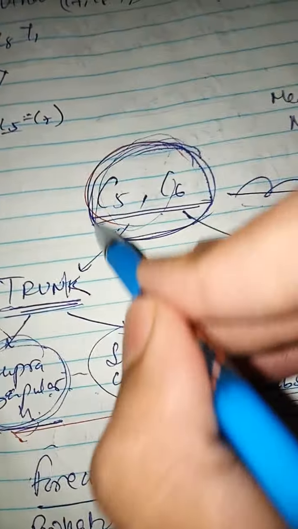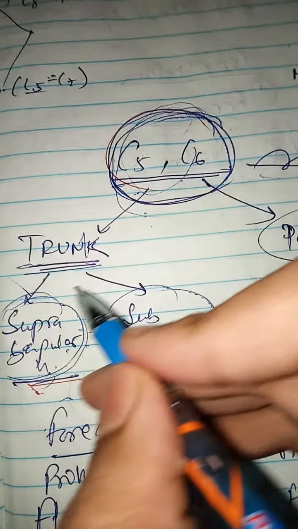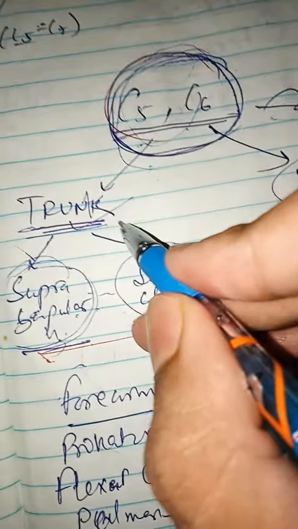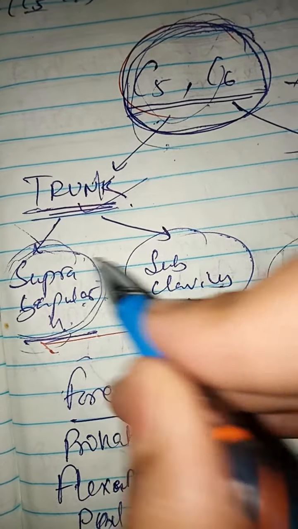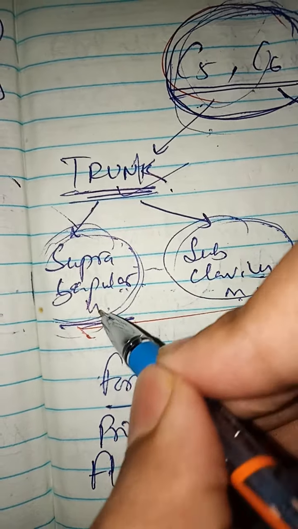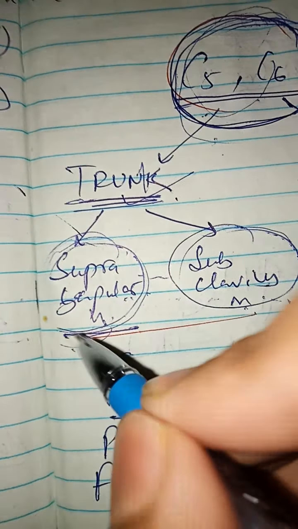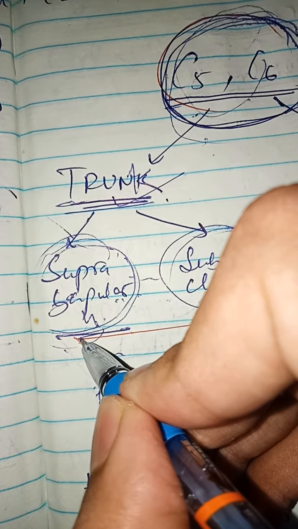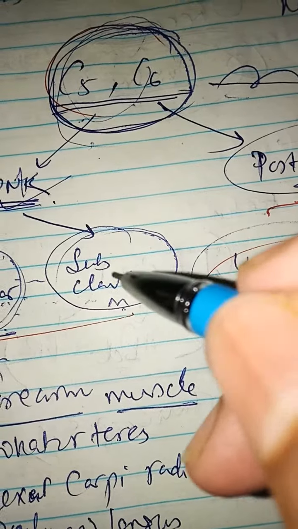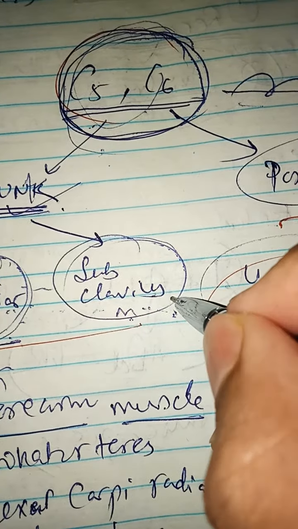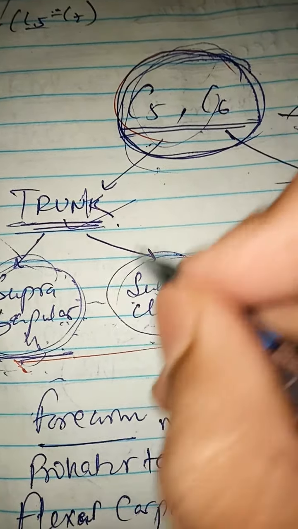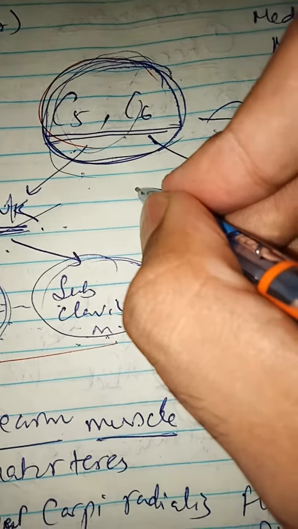If I talk about the C5 C6 root value, it can be a trunk, or it can be a posterior cord. If it is a trunk, it can be the suprascapular nerve and the nerve to subclavius. The suprascapular nerve supplies the supraspinatus muscle, which causes 0 to 15 degree abduction, and the infraspinatus muscle. The nerve to subclavius supplies the subclavius muscle. So these nerves are from the trunk of C5 C6 root value.